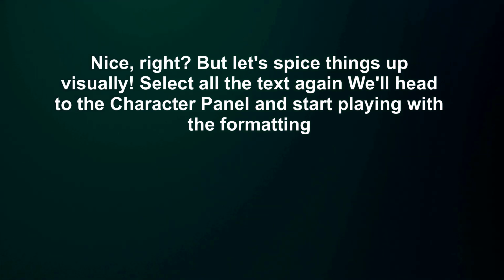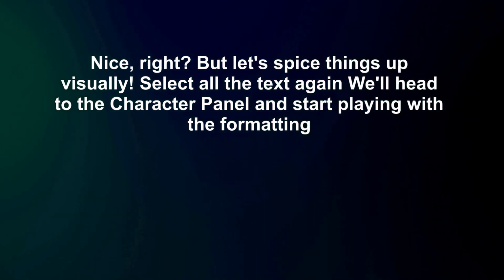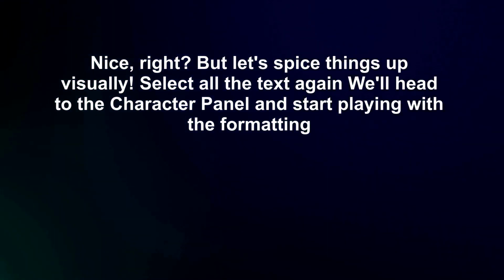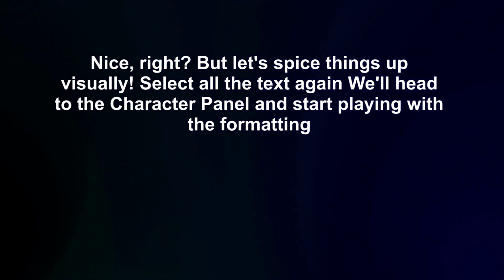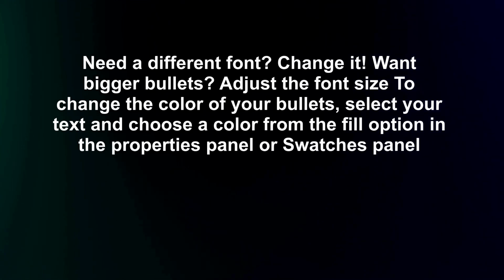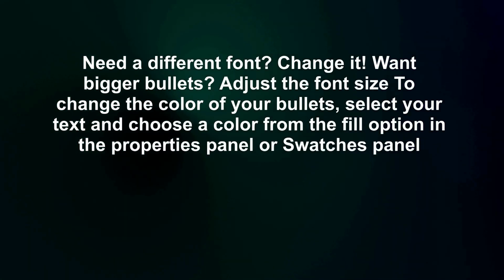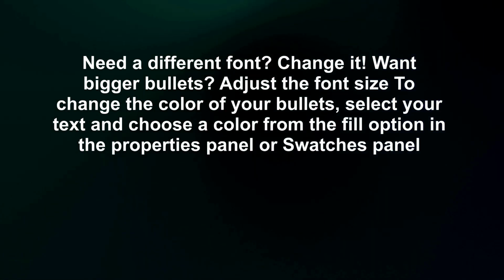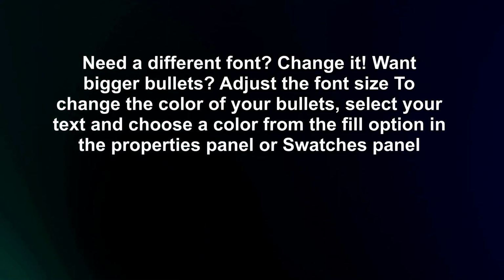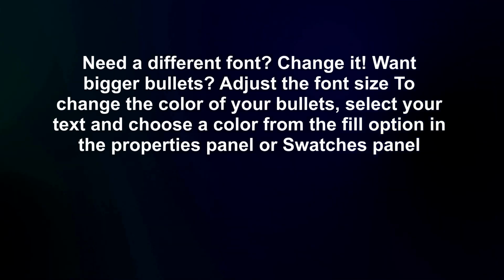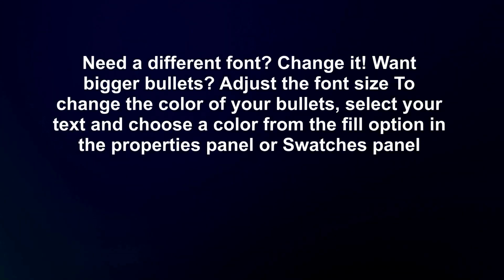Nice, right? But let's spice things up visually. Select all the text again. We'll head to the Character panel and start playing with the formatting. Need a different font? Change it. Want bigger bullets? Adjust the font size. To change the color of your bullets, select your text and choose a color from the Fill option in the Properties panel or Swatches panel.